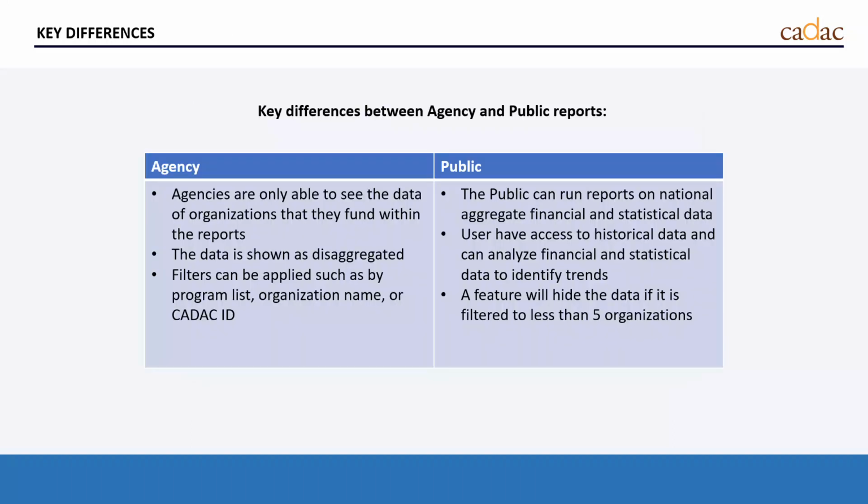Only certain reports are available in the public reporting section, and as I previously mentioned, those reports only have aggregate data. They show no identifying information. Additionally, we have safeguards in place to ensure that no organization's data could be identified. As an example, if a user tries to filter a public report down to less than 5 organizations, the data will be hidden. This ensures that through a process of elimination by using the filters available, no one could isolate an organization's data.